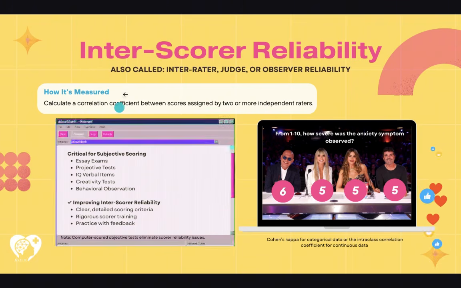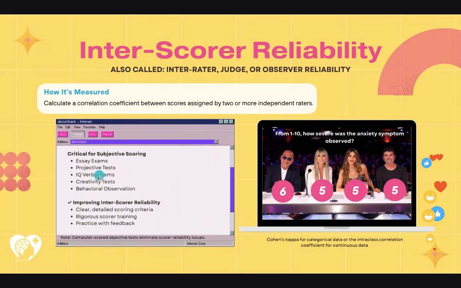So we still see this today with essay tests, behavioral observations as well, clinical interviews, performance assessments, and of course projective tests, right? Anytime that there's subjectivity baked into it, you need to check whether different scorers agree.